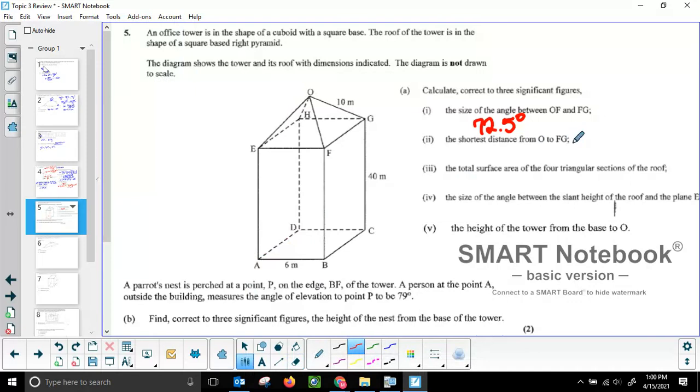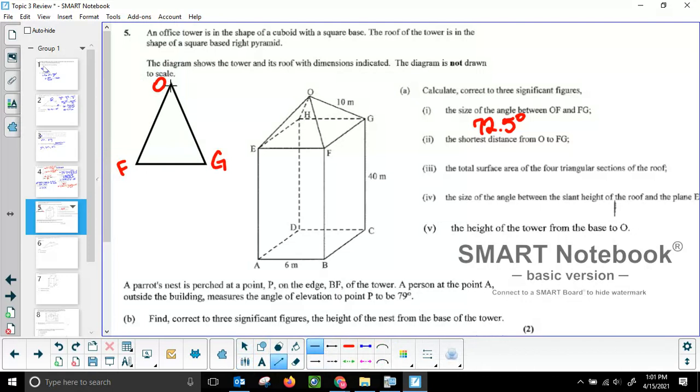Part 2 says the shortest distance from O to FG, all right? Oh, I should have used that same triangle. Well, the shortest distance is always going to be a perpendicular to FG, all right? So we kind of have that same triangle. Let's just steal a triangle. So if this is O, F, and G, then the shortest distance is always a perpendicular. So it's going to be like here.